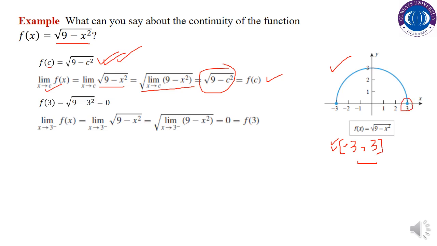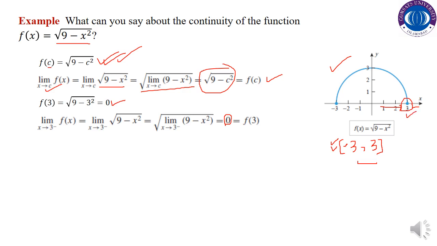There is no graph at the left side of the 3, so there exists only one-sided limit, and that will be left hand limit. There is no graph on the right of the 3. So the left hand limit at 3 we will find it will be equal to 0, and value of the function at 3 is also 0. So this function is continuous at the boundary point 3.